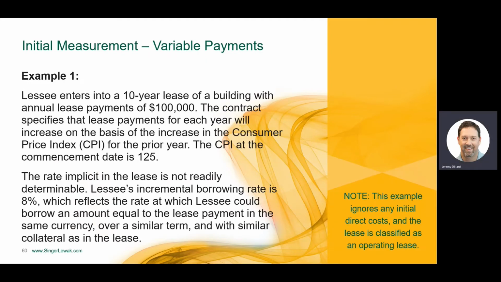In our first example, a company leases a building for 10 years. The lease payments are made annually, but will increase based on changes in the CPI, which is 125 at lease commencement. The company does not know the implicit rate, and its IBR is 8% for a similar payment stream and similar collateral. Also, bear in mind this example is intentionally kept simple and ignores initial direct costs. It also assumes that an operating lease, as a 10-year lease for real estate, is probably not a significant part of the building's estimated useful life.